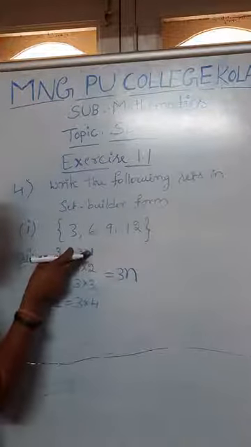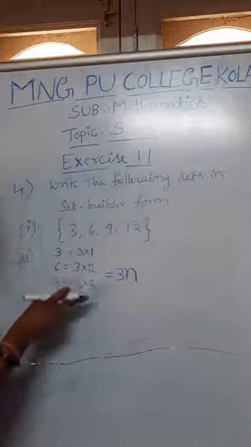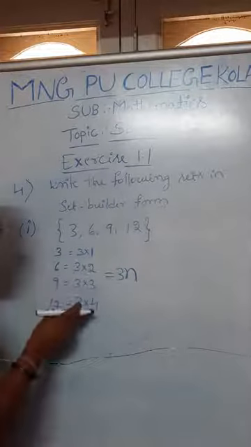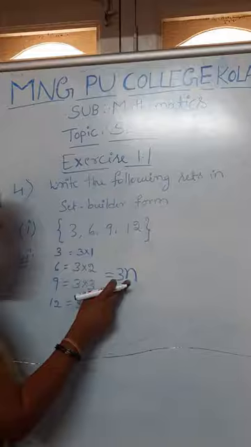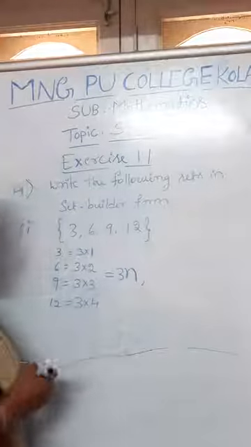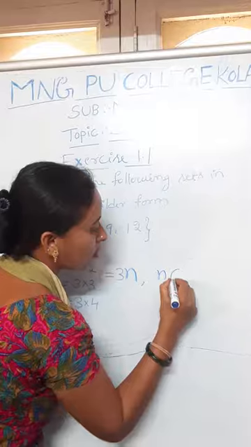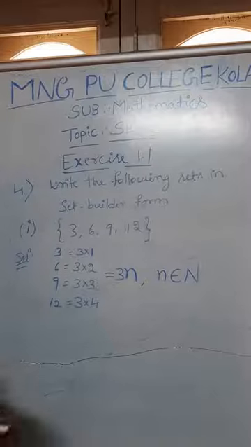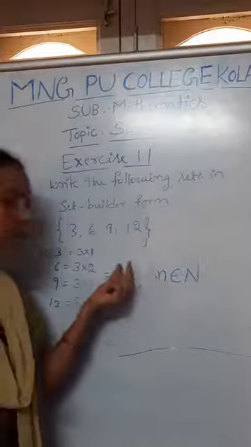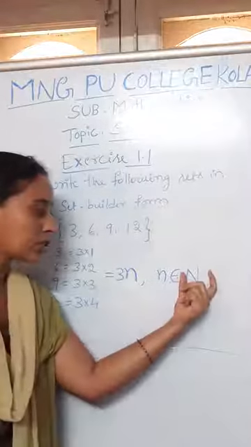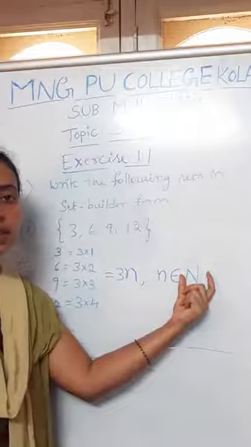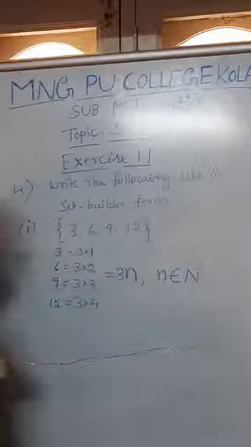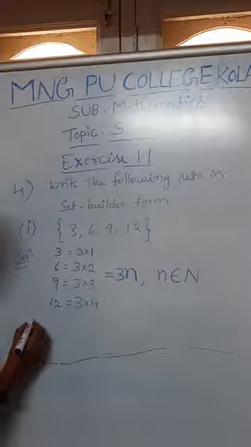Here the changing elements are 1, 2, 3, 4. These are natural numbers, starting from 1. Natural numbers are denoted by N. So this small n belongs to the standard notation N for natural numbers. These small n values 1, 2, 3 are elements of the natural numbers. That's why I write n belongs to N. So now we write it in set form.